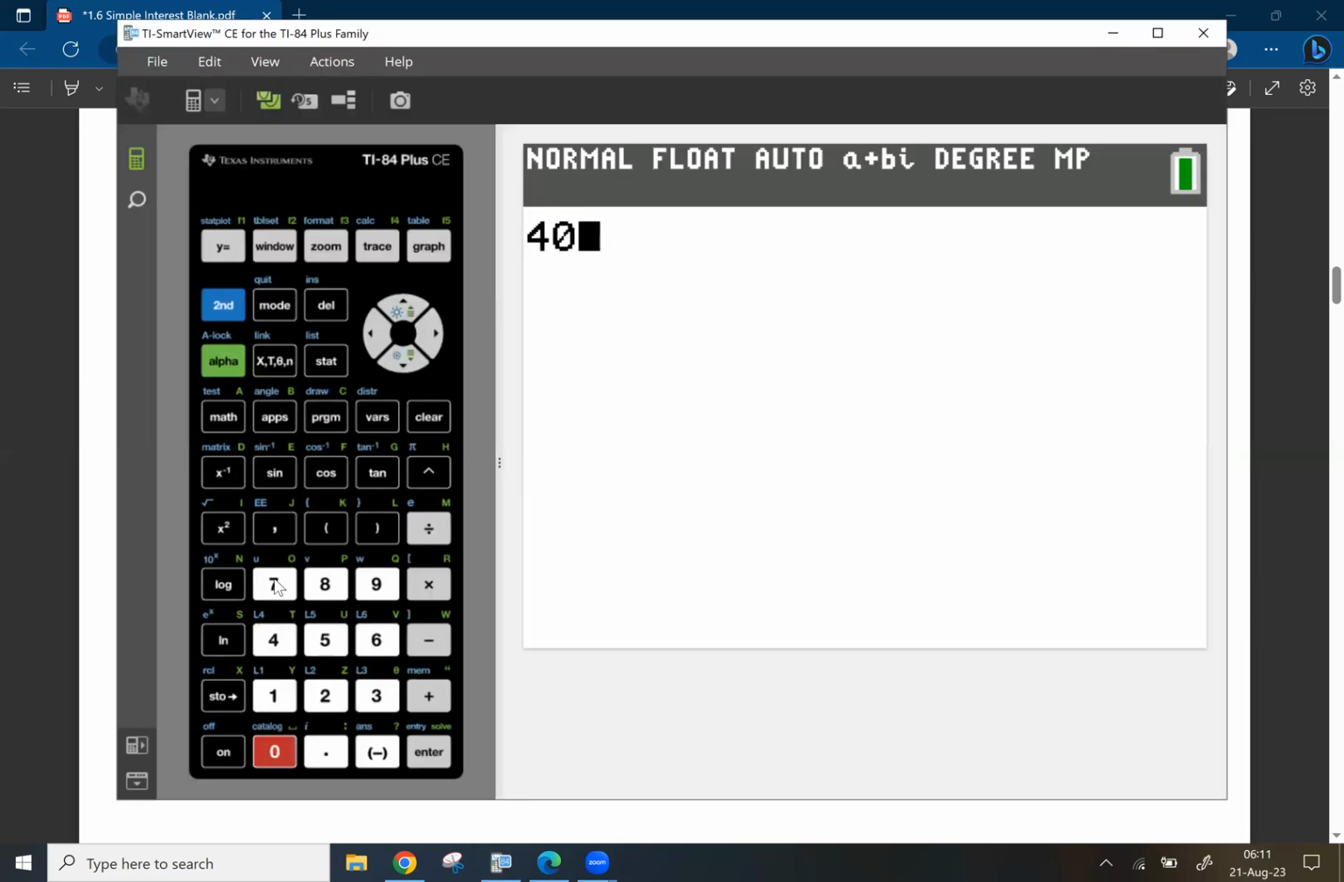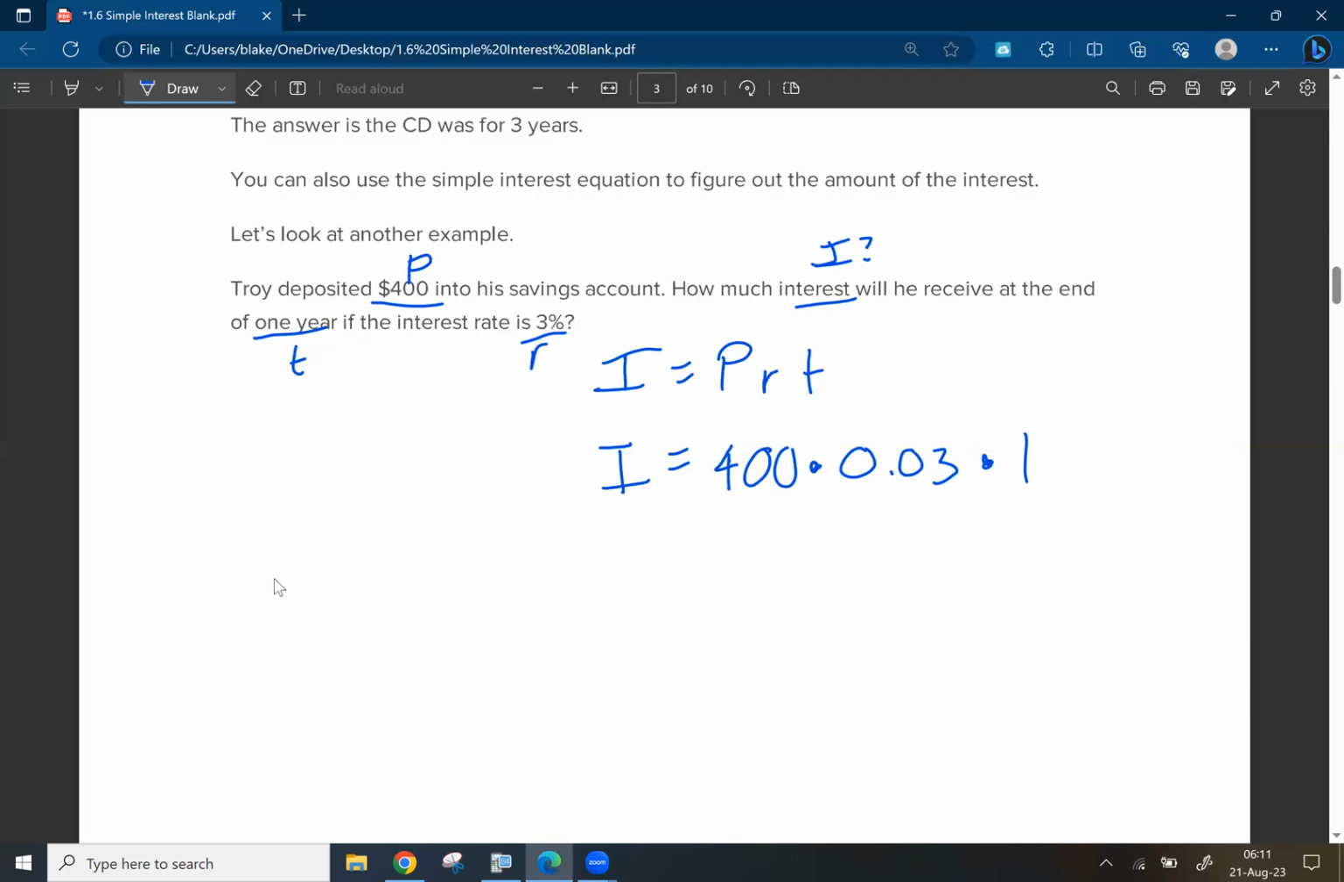So, of course, 400 times 0.03 times 1 is 12. So $12 in interest. So interest is equal to 12. That's how much interest is collected.